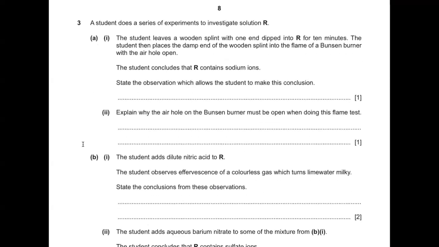Now, question number 3. A student does a series of experiments to investigate a solution R. A1. The student leaves a wooden splint with one end dipped into R for 10 minutes. The student then places the damp end of the wooden splint into a flame of a Bunsen burner with the air hole open. So when you have an air hole open, it gives you the blue flame. The student concluded that R contains sodium ion. State the observation which allows the student to make this conclusion.